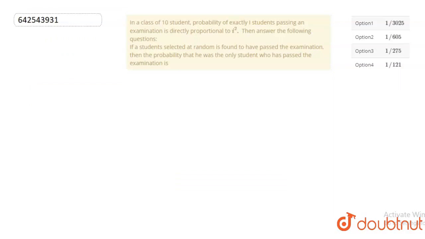So before this, let the constant of probability be k. Let the event that any student passes the exam be En. Thus, the En will be k n square. So by this we will write E0 plus E1 plus that will go up to E10, that is 1. Now let capital A be the event that a student passes the exam.